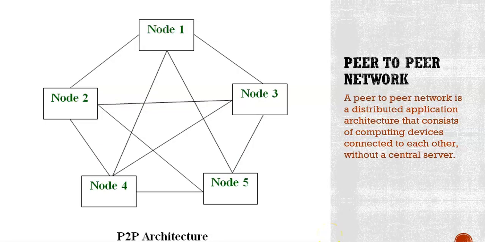A peer-to-peer network is a network where you will have multiple nodes participating, or we can say each node is a computer or a system which is capable of doing some processing, and each node is connected to each other in a network. This kind of topology is called a mesh topology. Each node is connected to other nodes. There will not be any central server.